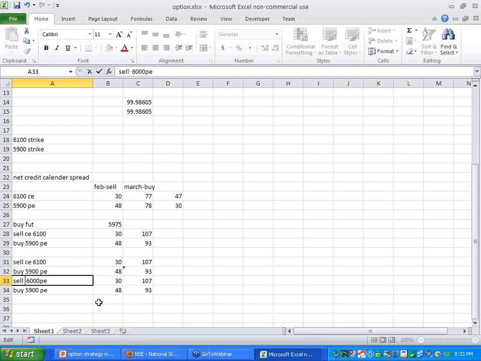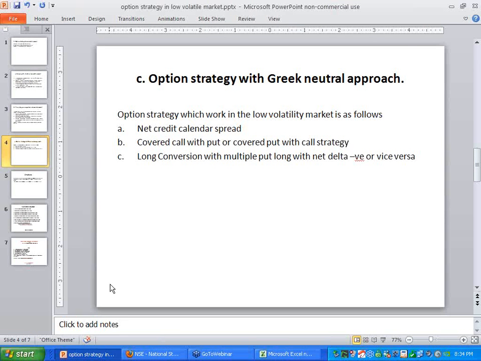Sorry, for the covered put you have to sell the put option, so sell the 5800 put option, and you have to buy the 6000 call option. So this also you can do. This is a short straddle and a long straddle, which you can also initiate if you wish. Why take a covered call or covered put, rather take a short straddle and long straddle.